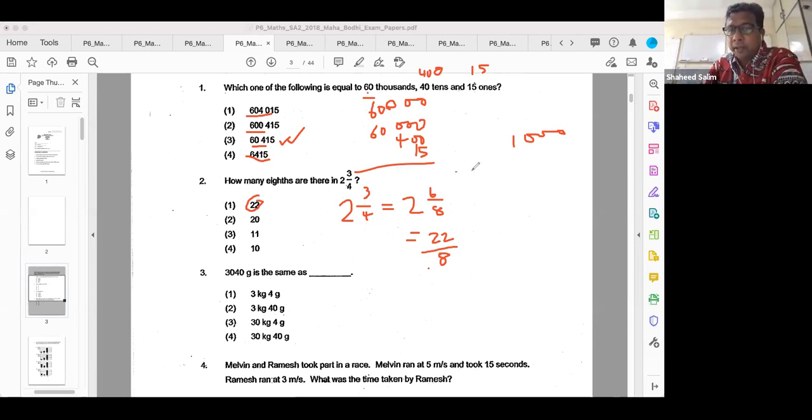Very simple, another method. You just divide by 1 8. Yeah, you can also divide by 1 over 8. But you must change this to improper fraction. 2 times 4, 8 plus 3, 11. 11 over 4. Now change, divide to times. Times by 8 over 1. Divide by 4, you get 1. Divide by 4, you get 2. 11 times 2, 22. You get this answer also.